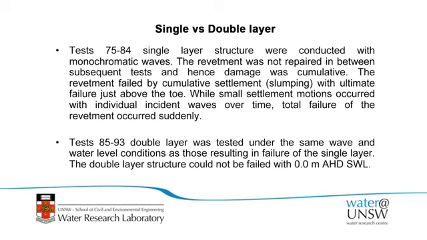We did the same thing with double layer bags. We repeated about 10 or 15 tests with double layer bags, and if we used a 0 AHD water level, we couldn't fail the structure. So we went from single to double and couldn't fail it at low water levels because the waves just weren't big enough hitting it. When it did fail in double layer, it's a very slow, gradual failure, and generally it's only the outer layer that fails. The inner layer still stays intact.